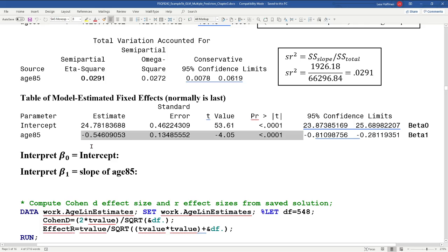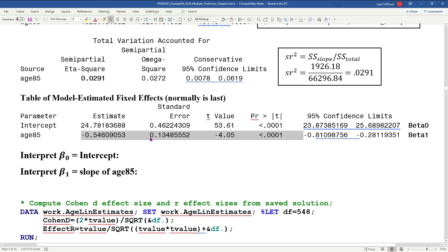Just to remind you, if I take this slope estimate of negative 0.54, divide it by its standard error of 0.13, that ratio creates this t of -4, and relative to a critical distribution based on our sample size of 550 and having only one slope in the model, which creates degrees of freedom of 548, the t-value is significant. So it is unlikely that we would see a slope this big if the true slope in the population were 0.